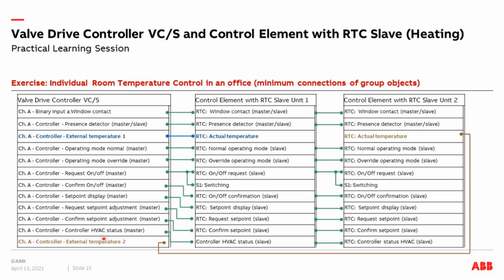So we have to go to our valve drive controller and enable here the external temperature number 2. Then we get a second object, and here we link the group address, which is measured by our second control element. So here we need another group address, and then we can set a parameter, and then it makes maybe a 50-50 calculation. So it uses 50% of this temperature and 50% of this one, or you can set other parameters.